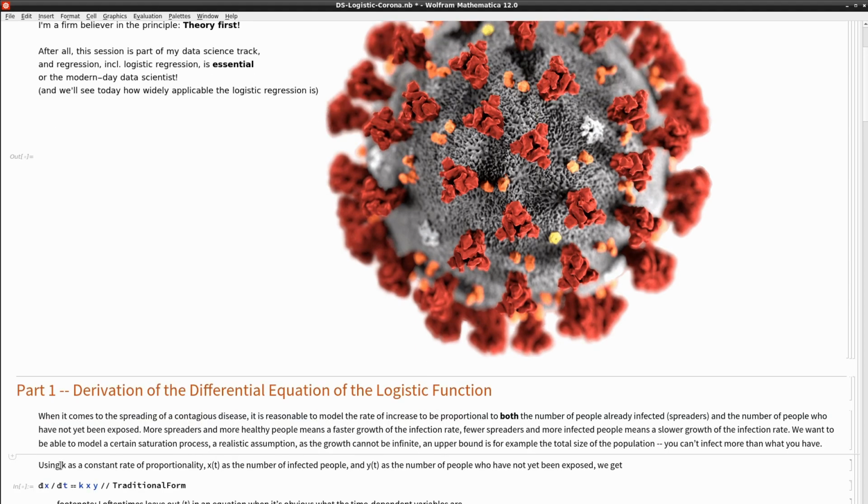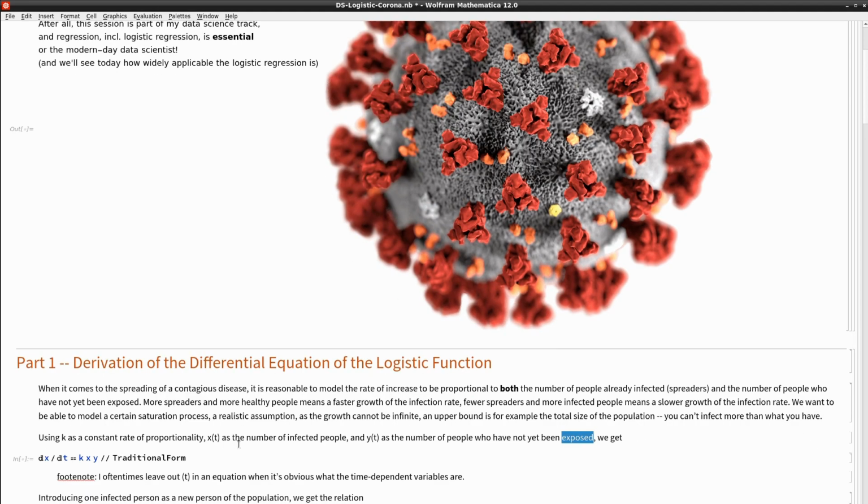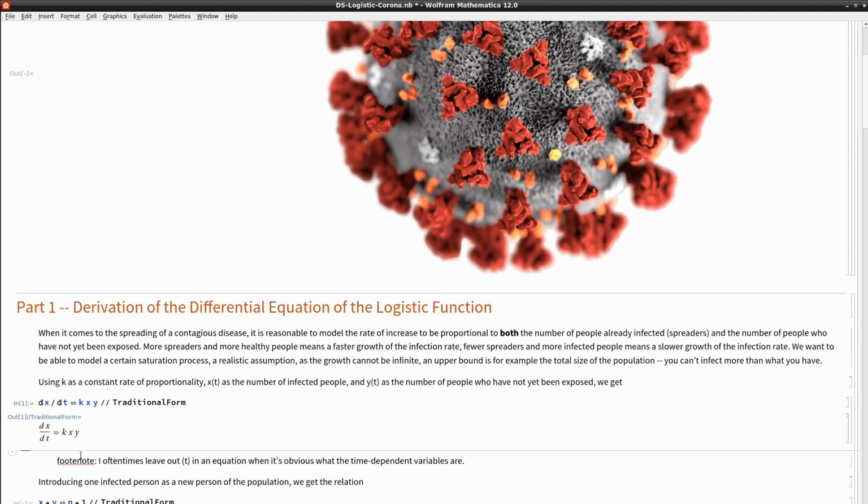So, using k as a constant rate of proportionality, x of t as the number of infected people and y of t as the number of people who have not yet been exposed, they're sometimes called the susceptible people, we get dx/dt = k x y. And this is our first differential equation, a very simple one. It should be straightforward that it's just the product of these three terms on the right hand side.